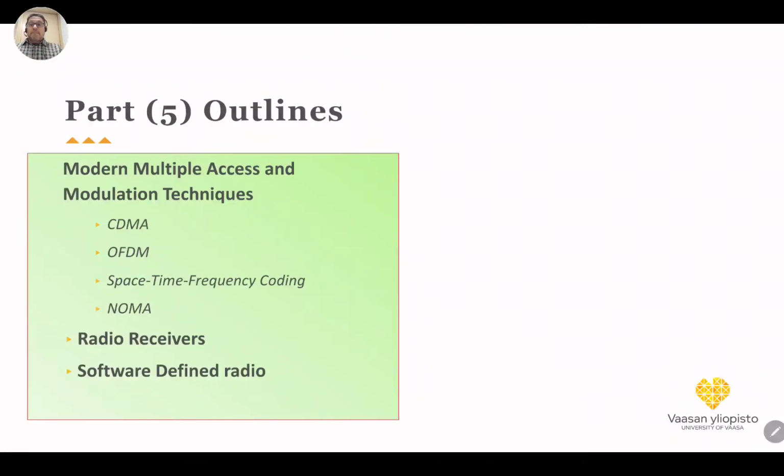So this is clip 1 of part 5, and in this part, we are going to discuss some of the modern multiple access and modulation techniques like code division multiple access, orthogonal frequency division multiplexing, space-time frequency coding, non-orthogonal multiple access, and radio receivers, software-defined radio.